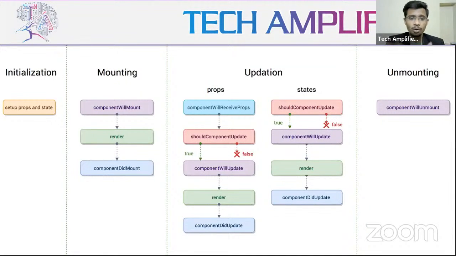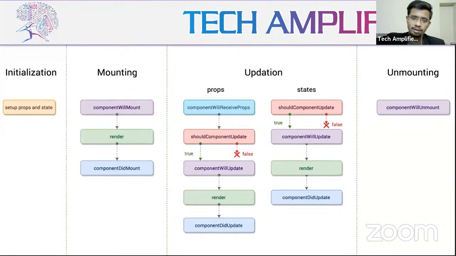In the second stage, mounting, once we have the data, once we initialize the component along with props and state, we mount the component. Component will mount means the component is about to mount. Render is the function which will actually show the component on the browser, not on an HTML page, on the browser. So the render function will show the data on the browser. Then componentDidMount is a function to check whether it is actually mounted there or not. So that is about mounting.